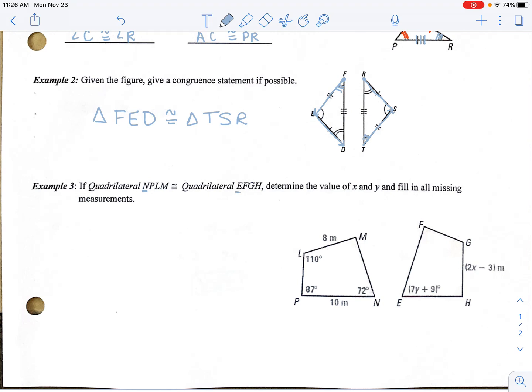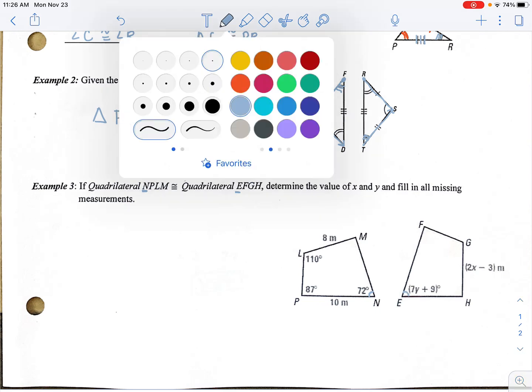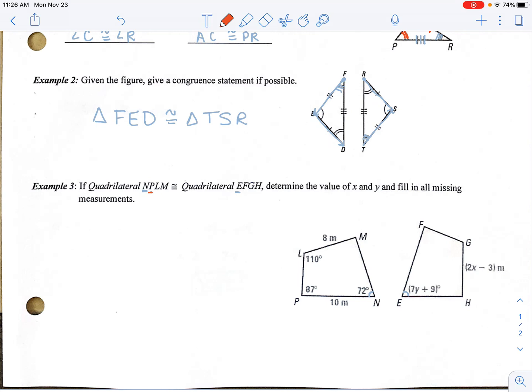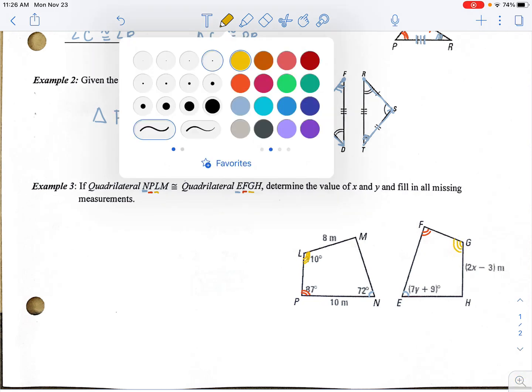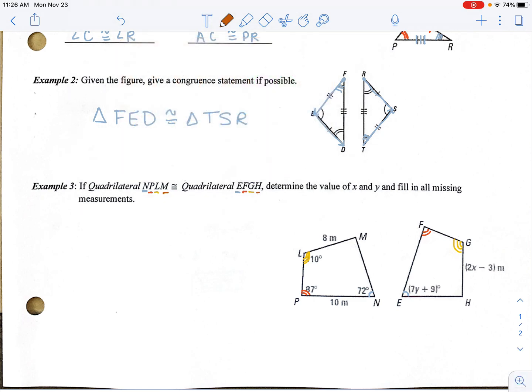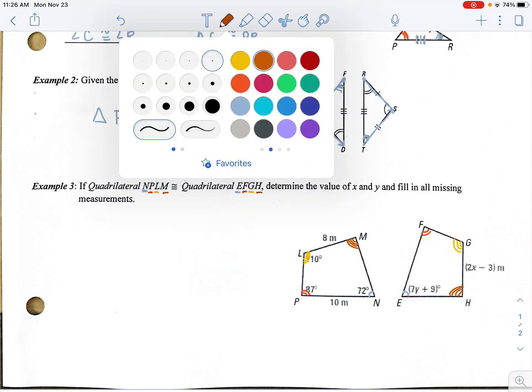Angle N and E are going to be the exact same. So I'm going to put a 1 swoosh mark on N and 1 on E, so those are going to be the same. P and F are going to be the same, so I'm going to do 2 on those, P and F. L and G are going to be the same, 2, 3. Okay. And M and H are going to be the same, 2, 3, 4. So I know those angles are going to correspond.